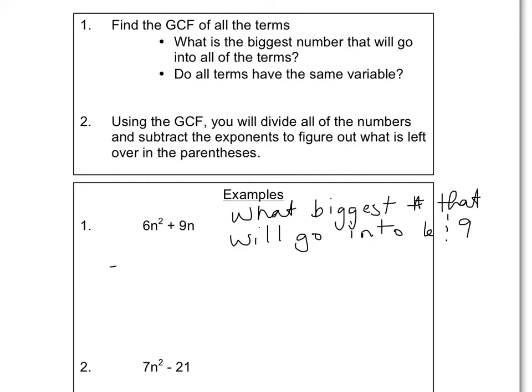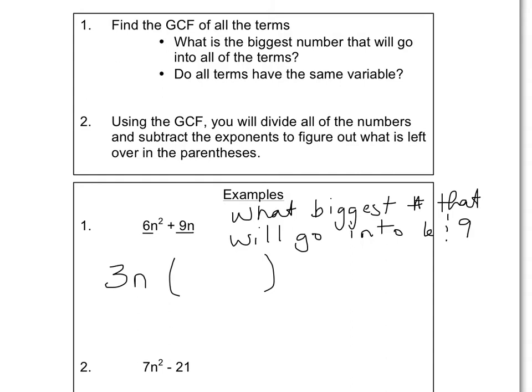So I'm going to write a 3 out front and put some parentheses behind, because I have to figure out what's left if I take a 3 away from each of these terms. Remember, that's a binomial, it has two terms. Now, do all the terms have the same variable? Both of these terms have at least an n. So I'm going to take an n out as well. Now I'm taking a 3n away from each one of these terms.